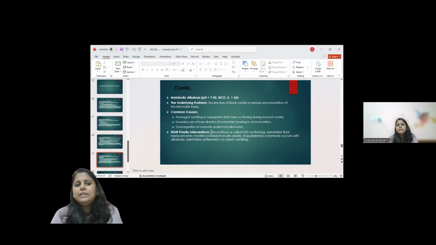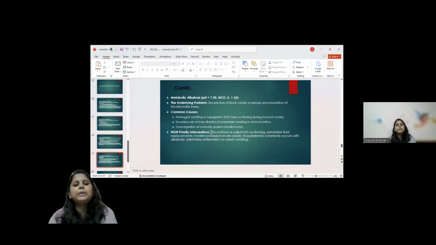The common factors leading to metabolic alkalosis are prolonged vomiting or nasogastric tube suctioning. By losing stomach acid, it will cause metabolic alkalosis. Then excessive use of loop diuretics also leads to acid excretion, so it will end up with metabolic alkalosis. Then over-ingestion of antacids, or sodium bicarbonate, will also lead to metabolic alkalosis.